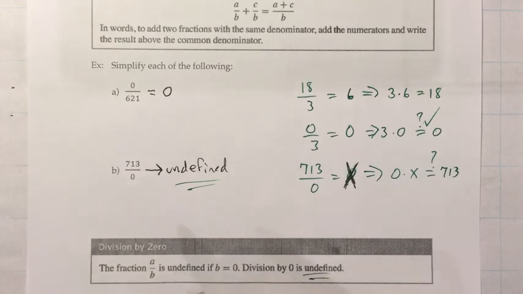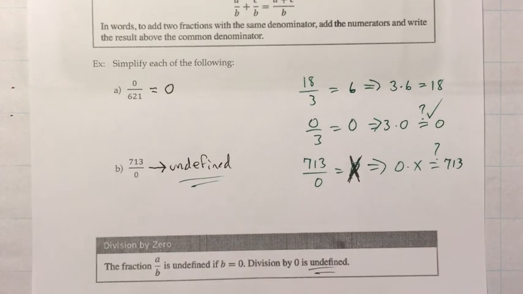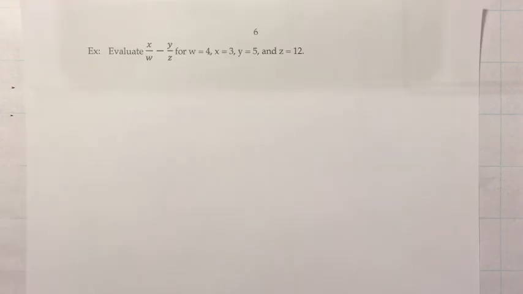And the same thing is true if it's 0 over 0. That's a little bit of a weird case, but anytime there's a 0 in the denominator, we say that's an undefined case. And finally, one last example for this section. They want us to evaluate this expression, x over w minus y over z, where w is 4, x is 3, y is 5, and z is 12.